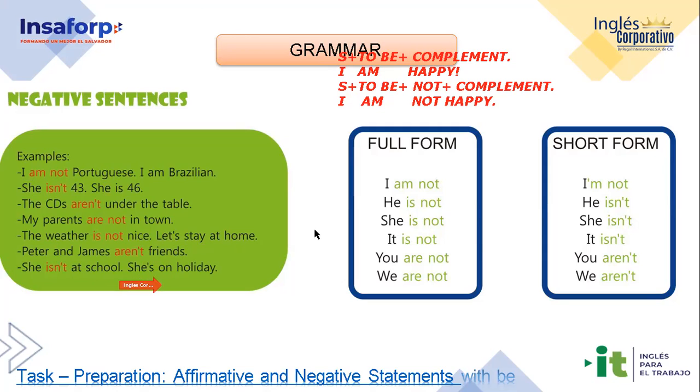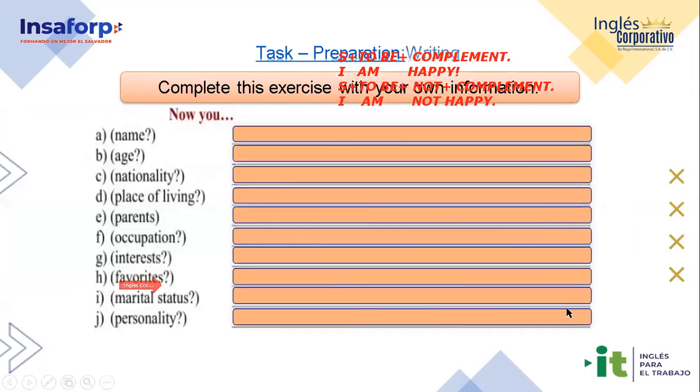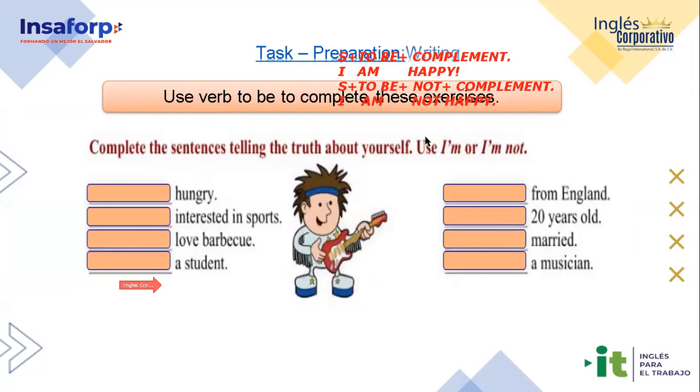Peter and James aren't friends. She isn't at school. She's on holiday. Okay, so that was part of the negative structure, and we have some examples. So use that completing with negative.